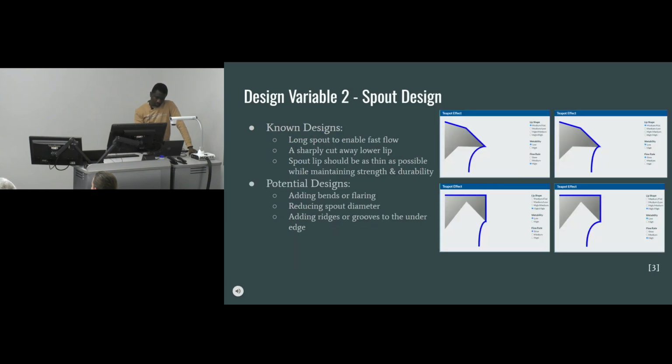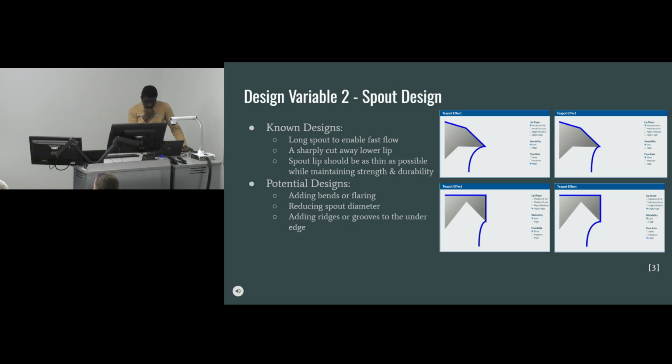There are several spout design requirements to help prevent drop formation. The spout should be long to enable fast flow. The spout should be designed with a sharply cut-away lower lip and should be as thin as possible while maintaining strength and durability. In the graphics in the slide, the gray triangle represents the tip of a spout with various internal and external angles selected by the lip-shaped button. The blue line is a thin layer of liquid flowing on the surface, with the ideal case being that it falls vertically from the tip of the spout.